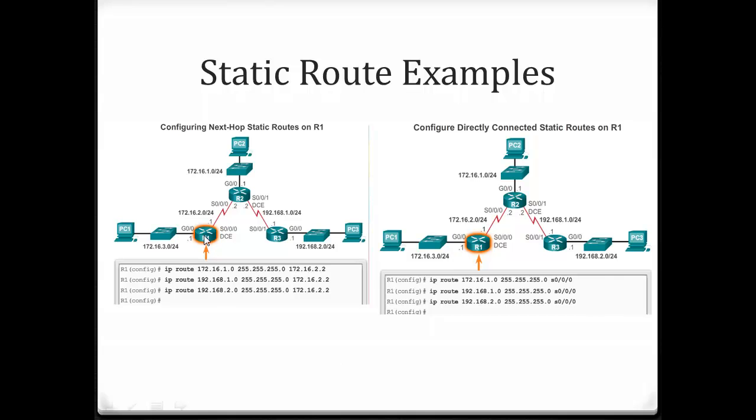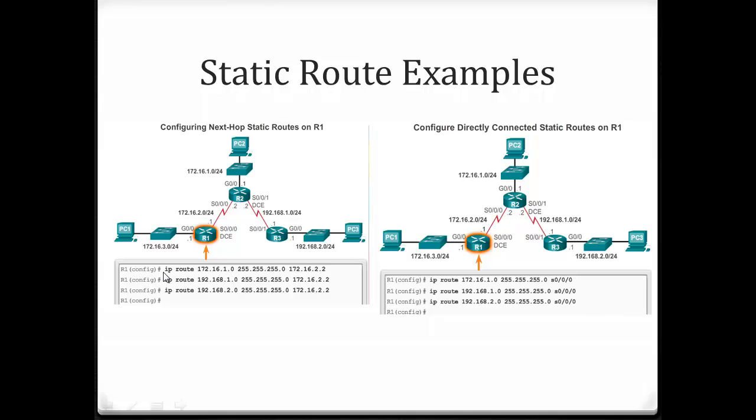We have R1, and the only networks he could currently get to would be the 172.16.3.0 because it's directly connected to him. And he could also get to the 172.16.2.0 because it's directly connected to him here. He would not be able to get up to this 10, down to this 192.168.10, or to this 192.168.2.0. So he would need routes to this network, and this network up here. Otherwise, he would not be able to deliver traffic to it.